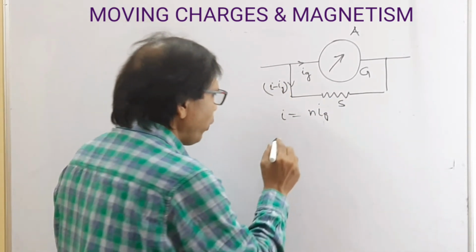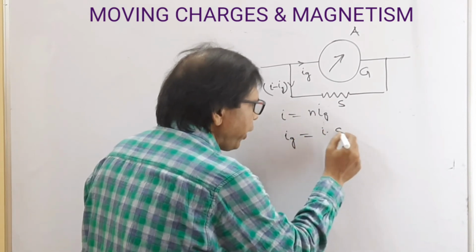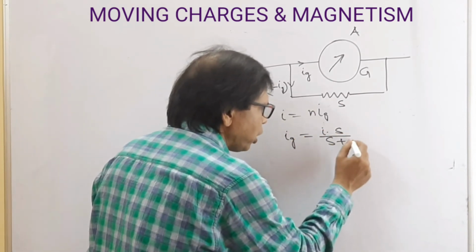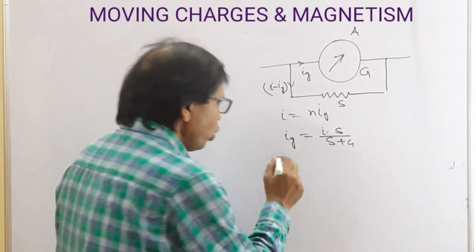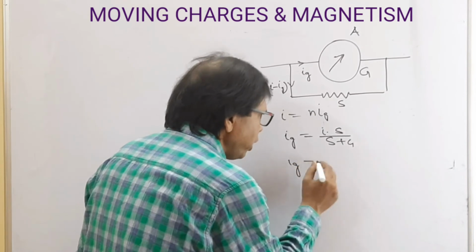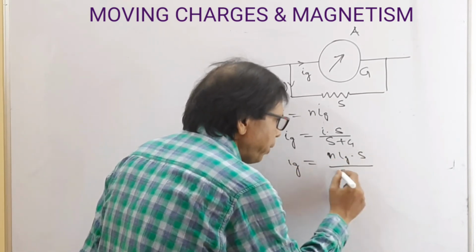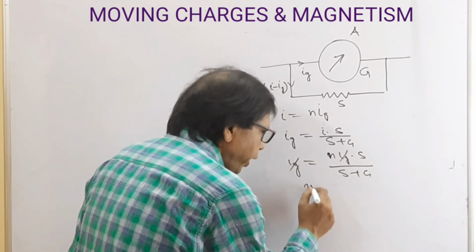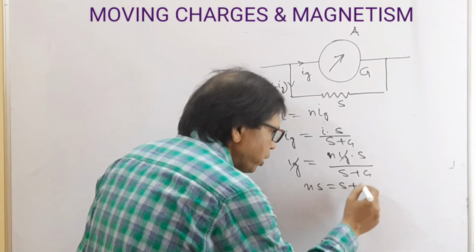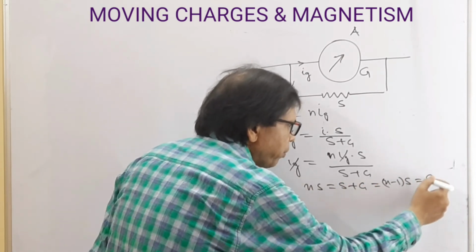Now look at this. Now applying the formula Ig equal to I into S divided by S plus G. Here I equal to N into Ig. So this is the Ig and this is the N into Ig into S divided by S plus G. Now Ig cancel out. So Ns equal to S plus G. So this is the N minus 1 into S divided by G.